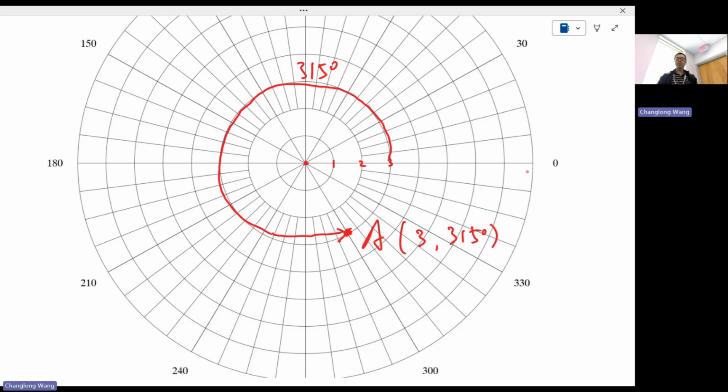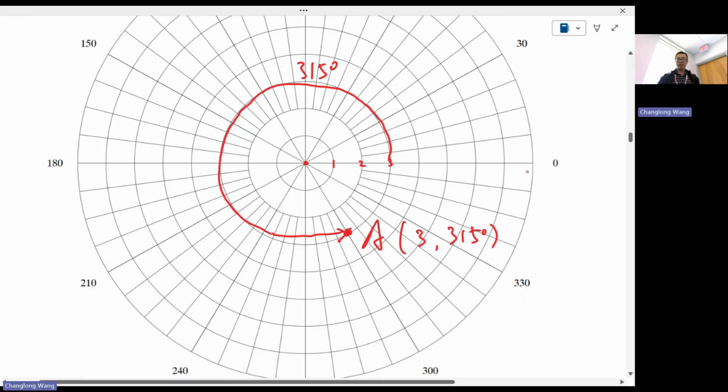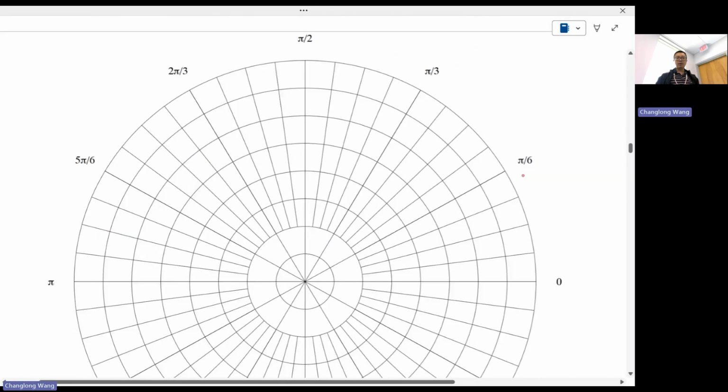I believe it's -2. The distance is -2. And what's the angle? Pi, and pi is 180 degrees. Let's get the same photograph, but instead of labeling in degrees, let's go with radians. And pi is right over there.